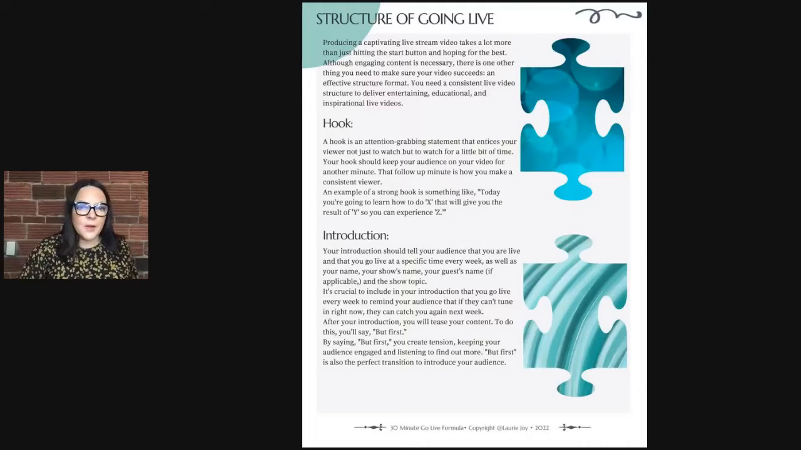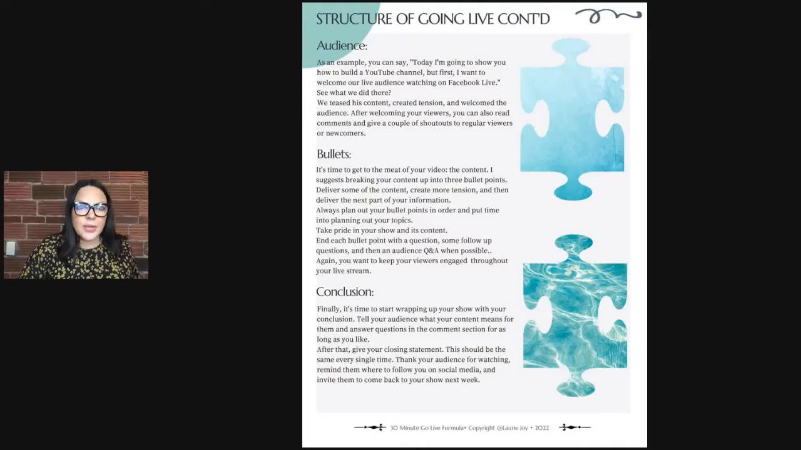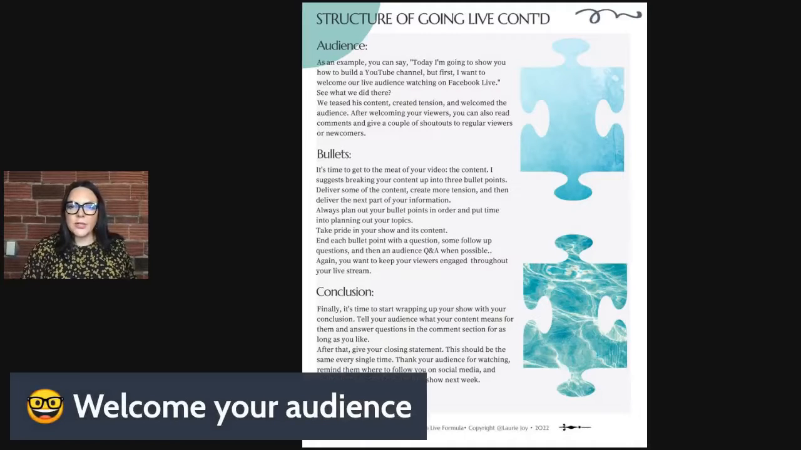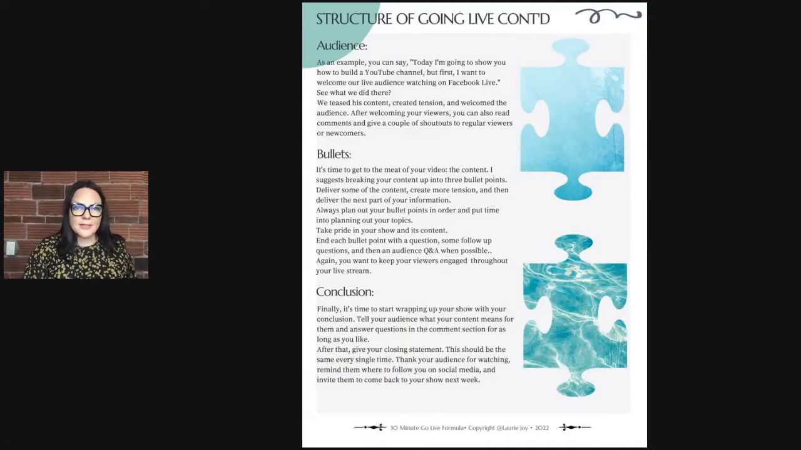All right, let's go on. Again, I'm just going through this really quickly. You can go back and take a really good look at everything that I outlined for you in this particular PDF. So we already talked about welcoming your audience. See, this is why I like to stick to bullets.